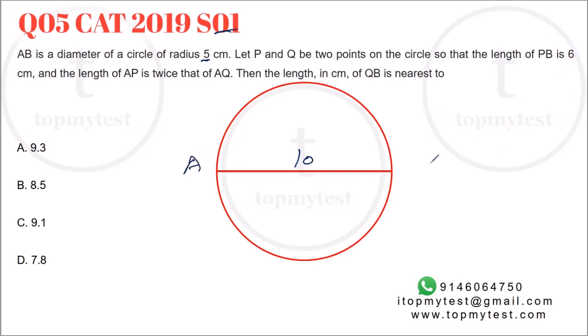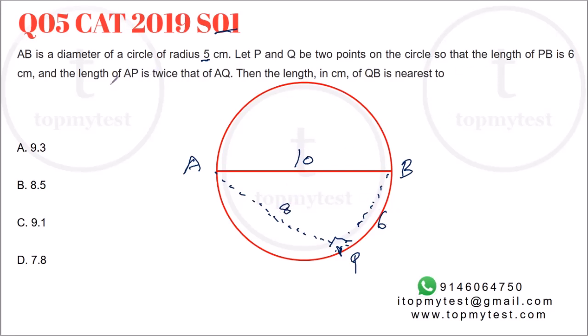Let P and Q be 2 points of the circle such that the length PB is 6. Let's call this A, let's call this B. PB is 6. Now this is a right angle triangle. Why? Because any triangle inside a semicircle, with the diameter as the base, will be a right angle triangle. We know this very commonly now. What will be this length? It's pretty straightforward. 10, 6, this should be 8, 3, 4, 5, right angle triangle.